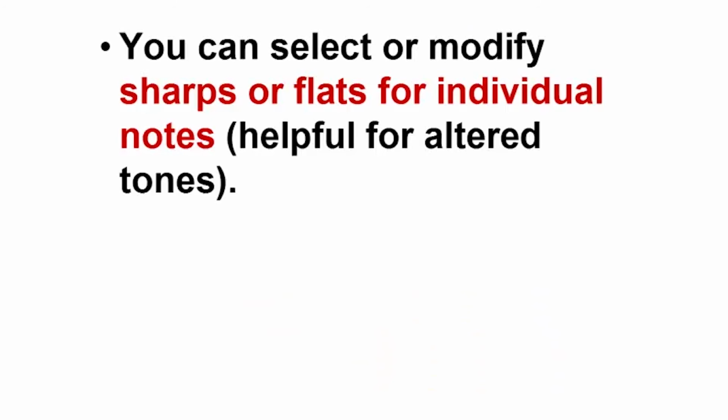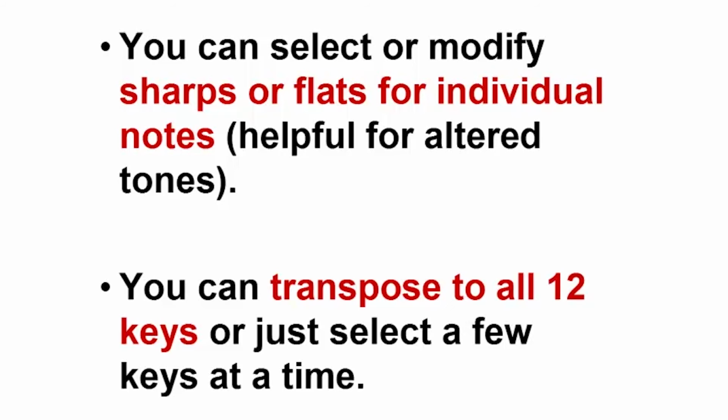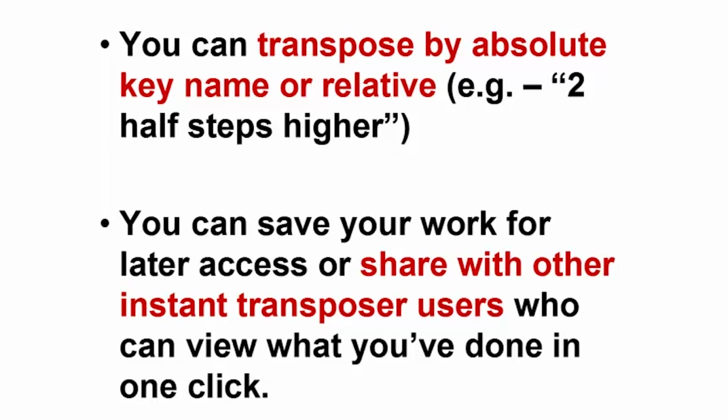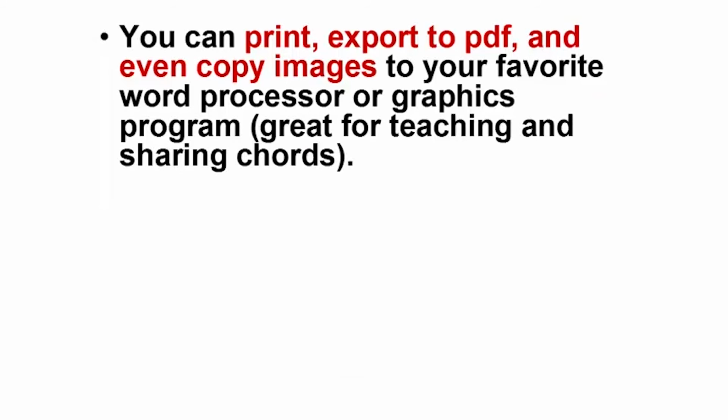You can select or modify sharps or flats for individual notes, which is helpful for altered tones. You can transpose to all 12 keys or just select a few keys at a time. You can transpose by absolute key name or relative, for example, 2 half steps higher, as you saw. You can save your work for later access or share with other Instant Transposer users who can view what you've done in one click. You can print, export to PDF, and even copy images to your favorite word processor or graphics program, which is great for teaching and sharing chords.